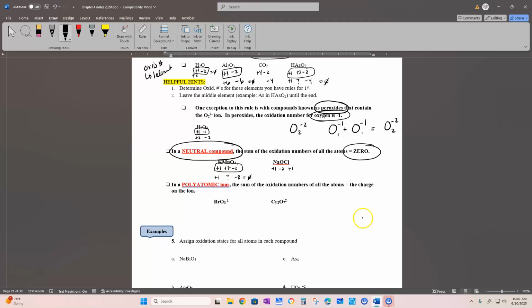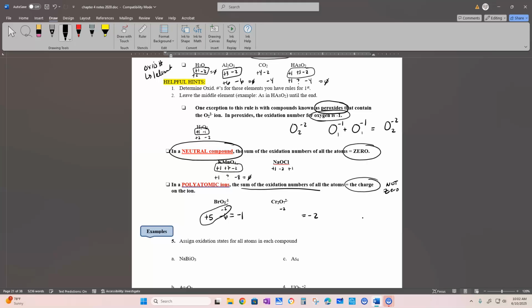If you actually see a charge on paper, the sum of all the numbers equals the charge, not 0 now. So if you notice these two polyatomics, instead of equaling 0, I need to make sure they equal the charge that's on paper. Bromine could change. Oxygen, -2. 2 times 3, -6. And it's got to equal -1. And I know bromine's got to be a positive. So positive minus 6 equals -1. That must mean bromine has to be +5. But remember, those are your answers.